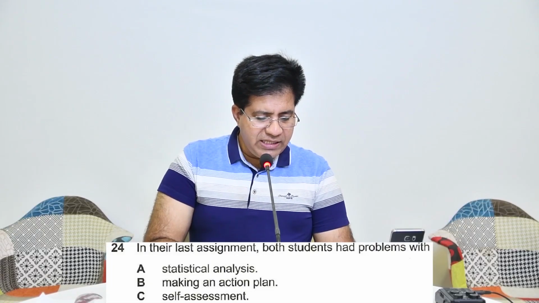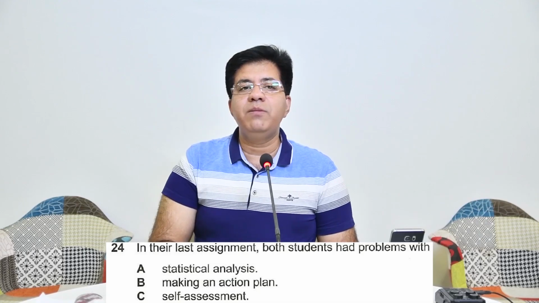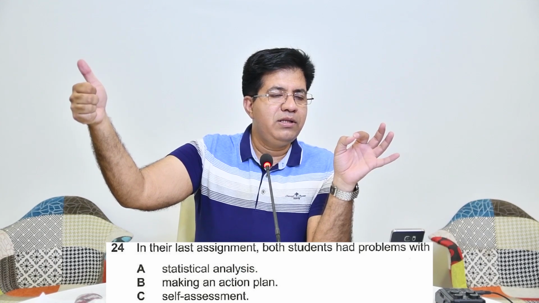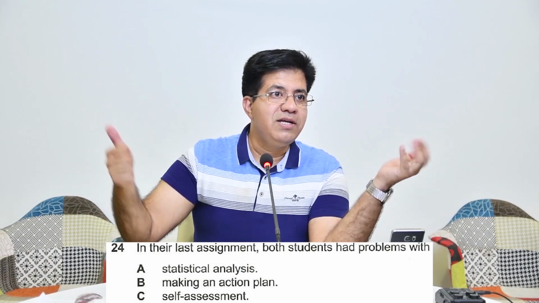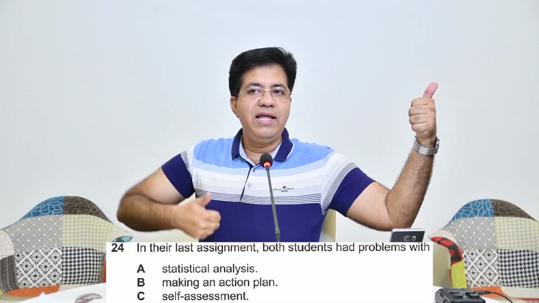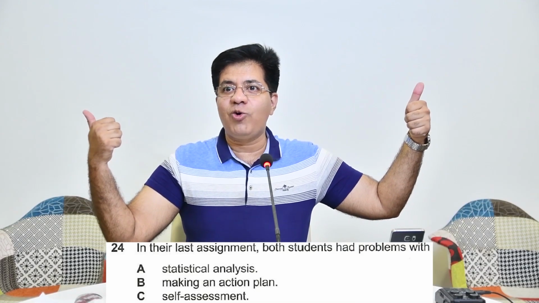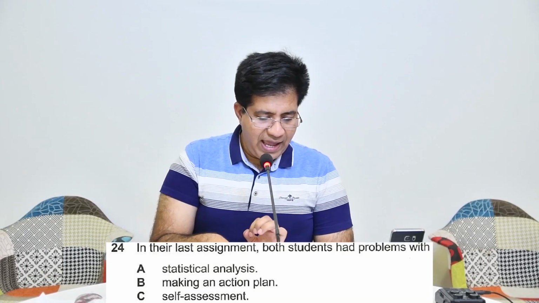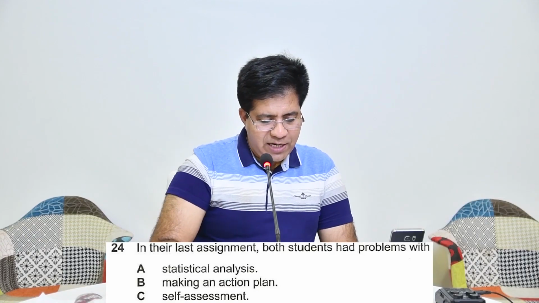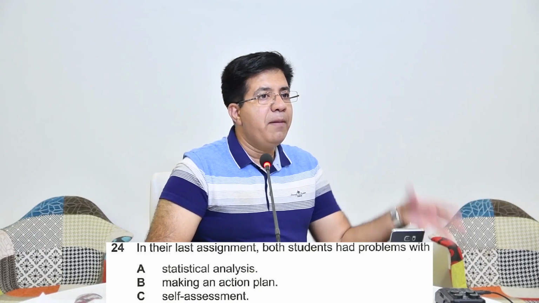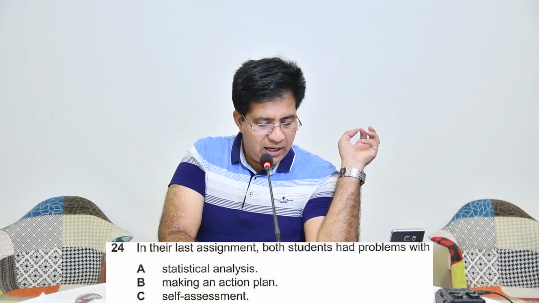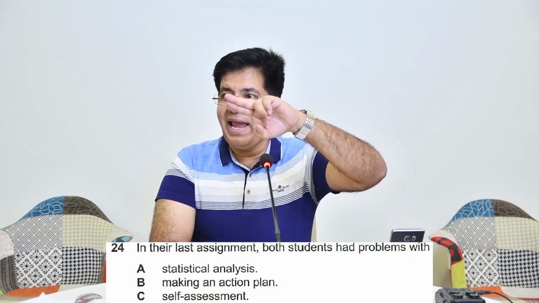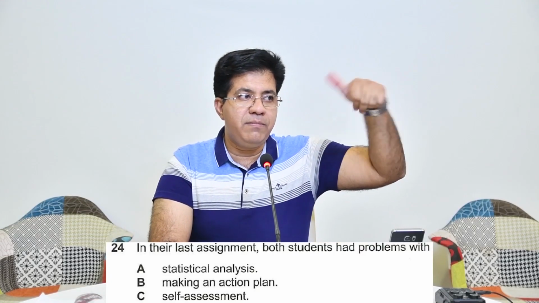Question number 24. In their last assignment, both students had problems with. Now listen, very simple. Whenever they use the word both, one student will say, I had this problem. The other says, I was okay with that. That is not the answer. Then the other student says, I had a problem with that, then this student says, yeah, I was quite okay with it, I enjoyed it. That's not the answer. The answer is a problem that both students had, right? So in their last assignment, both students had problems with A, statistical analysis, numbers and data and how to analyze the data. B, making an action plan. And C, self-assessment. So where both had a problem, that will be the answer. If one had a problem, that will not be the answer.